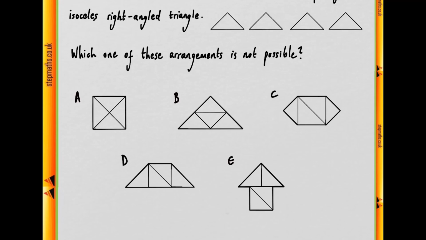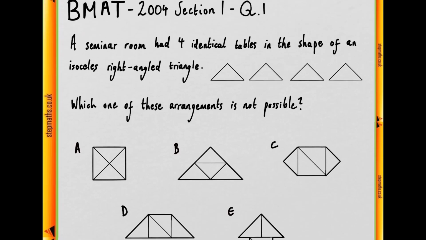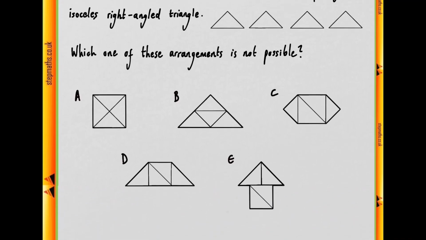so it's important when you're doing this question to not only think whether these arrangements are viable, but also whether it conforms to the description that these are 4 identical tables rather than just 4 right-angled triangles. So we can say in this question that our answer is going to be option C.